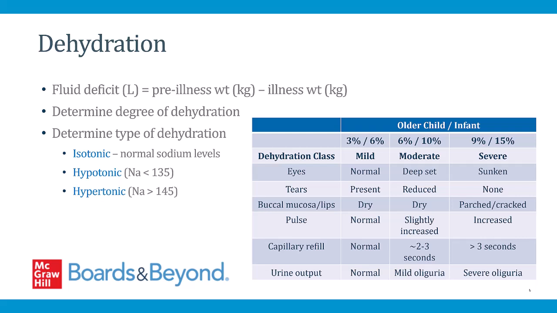After estimating the percentage of dehydration, determine if the dehydration is isotonic, hypotonic, or hypertonic based on the sodium levels. If the sodium level is normal, this is isotonic dehydration, which is the most common form of dehydration in children. For sodium levels less than 135, this is hypotonic dehydration, and for sodium levels greater than 145, this is hypertonic dehydration. Based on these sodium levels, the replacement fluid and monitoring may be different, and I'll give you some examples in the next several slides.